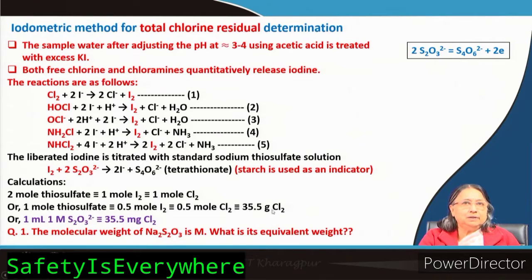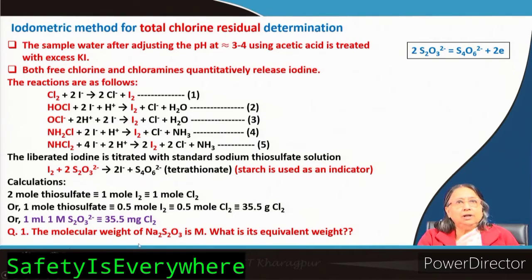So, 35.5 gram of chlorine. So, 1 mole of thiosulfate, meaning 1 milliliter of 1 molar thiosulfate, is equivalent to 35.5 milligram, because 1 mole of thiosulfate means 1000 milliliter of 1 molar thiosulfate, but we are taking 1 milliliter. So, here it is becoming milligram, gram to milligram. Now, the question is coming. So, this is the basis of the calculation.